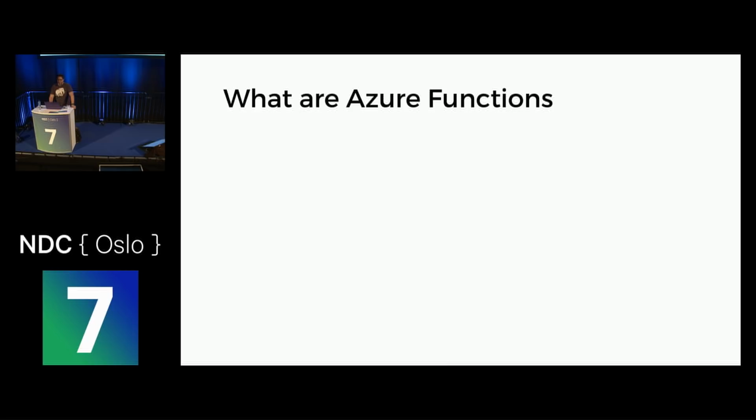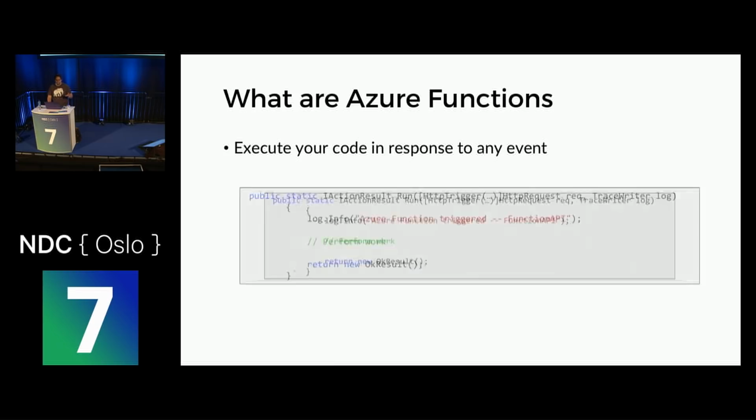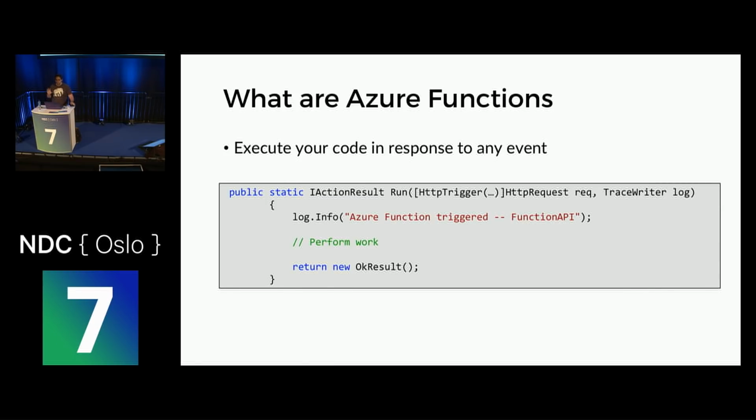So with that said, in case you aren't already familiar, what are Azure Functions? The very basic definition is that Azure Functions, much like other serverless providers, allow you to have your code executed in response to some event. In this case, I've got a really simple code sample. This is in C#, and all this is saying is I'm going to get an HTTP trigger request to some endpoint, and whenever that request comes in, I want you to run this little bit of code here.